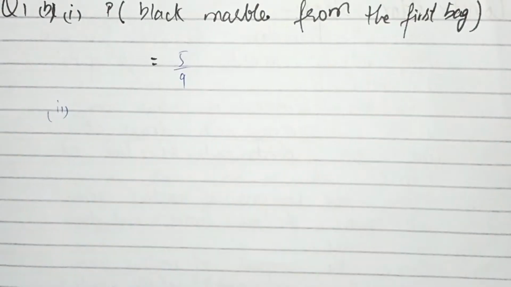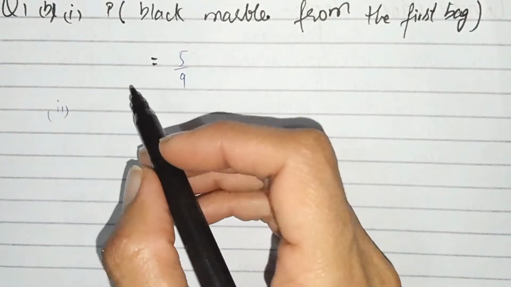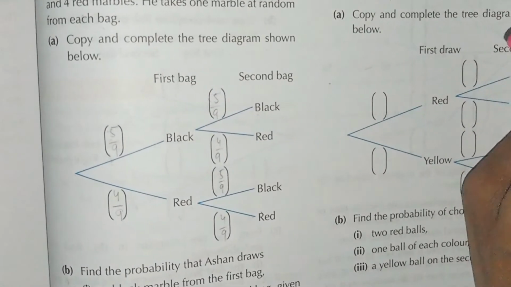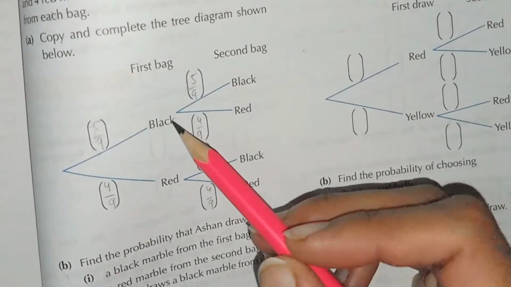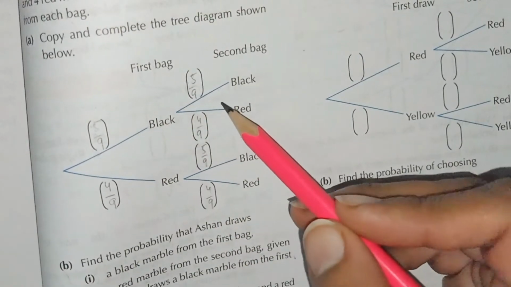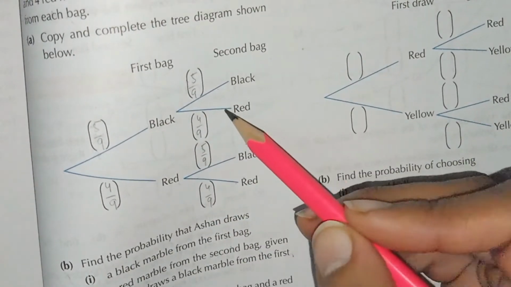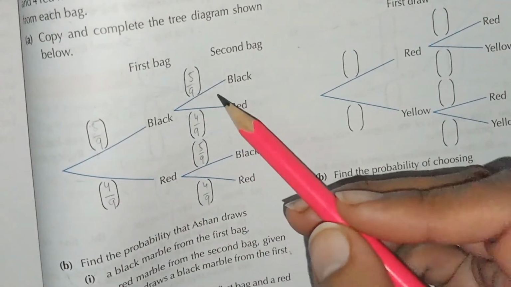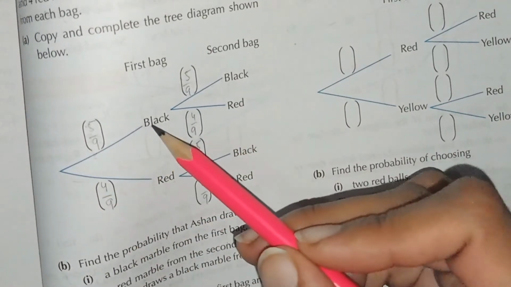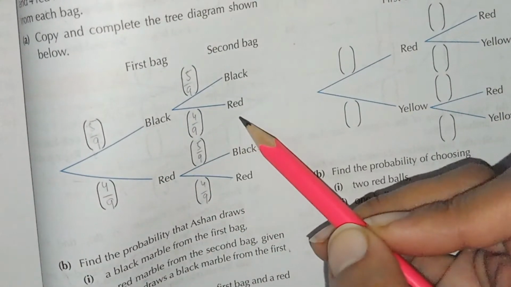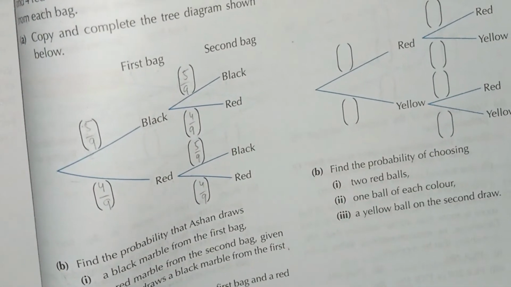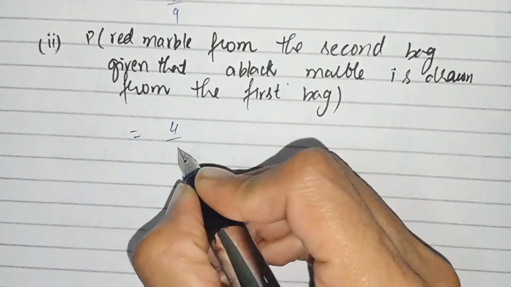In part number 2, we have to find the probability of a red marble from the second bag, given that the black marble is drawn from the first bag. You can understand this with the help of the tree diagram. In the first bag there is a black marble, but in the second bag it is the red marble, and that's why the probability is 4 by 9. First bag black marble, and we have to find the probability of the red marble, and this is 4 over 9. So students, the answer is 4 over 9.